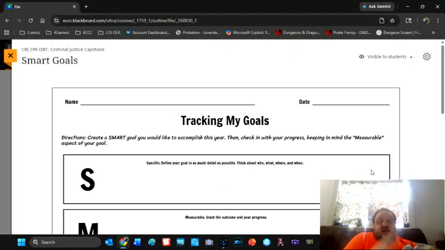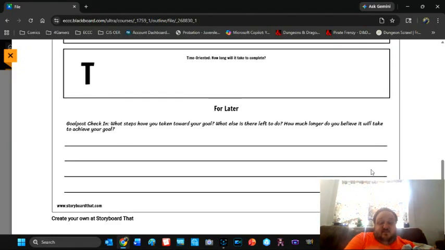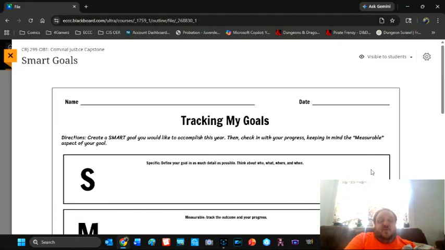So, SMART goals, I want to share with you. This sheet is one that I've seen before and used before, both in FYE class when I taught FYE, as well as something that I saw when I was going through my graduate programs, first in English, then again in education. This is something that they talk about.